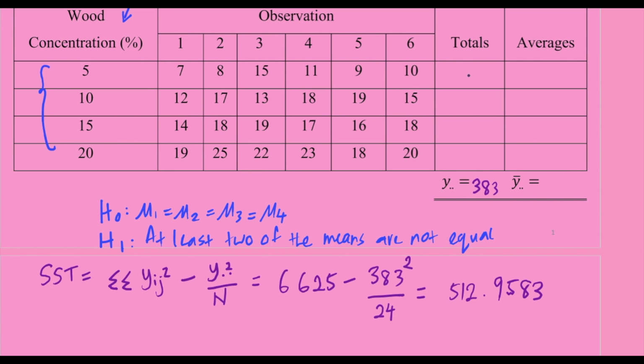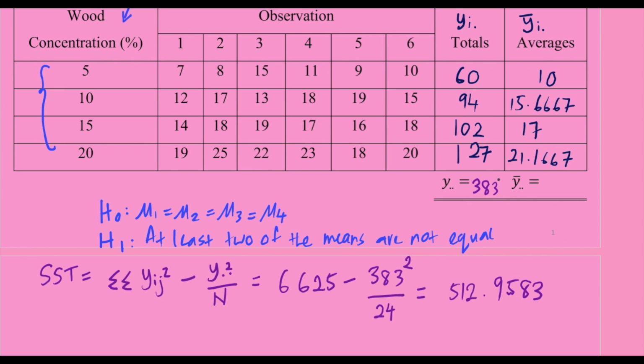Unfortunately, the only way to get the values of the totals and averages, the yi dot and the y bar i dot, is by manually calculating the values. So when I add up 7 plus 8 up to 10, I get 60, and then 94, 102, 127. Okay, how do you find y bar 1 dot? You take 60 divided by the number of observations, which is 6. So you get 10. And again, 94 divided by 6 is 15.6667. 102 divided by 6 is 17. 127 divided by 6 is 21.1667.